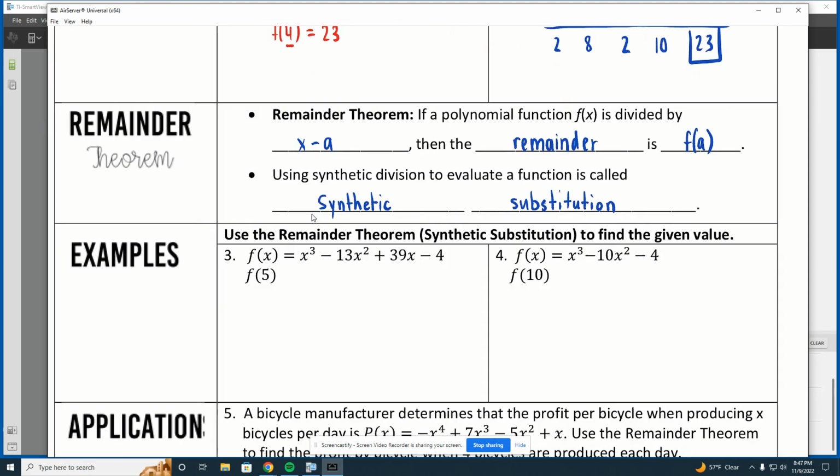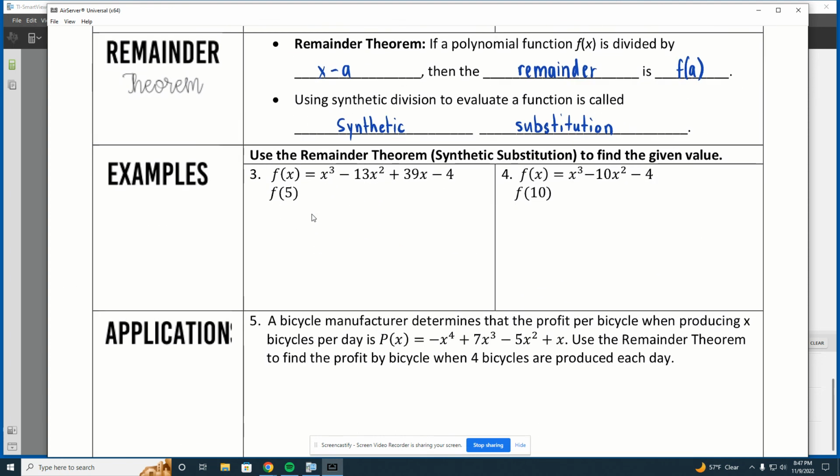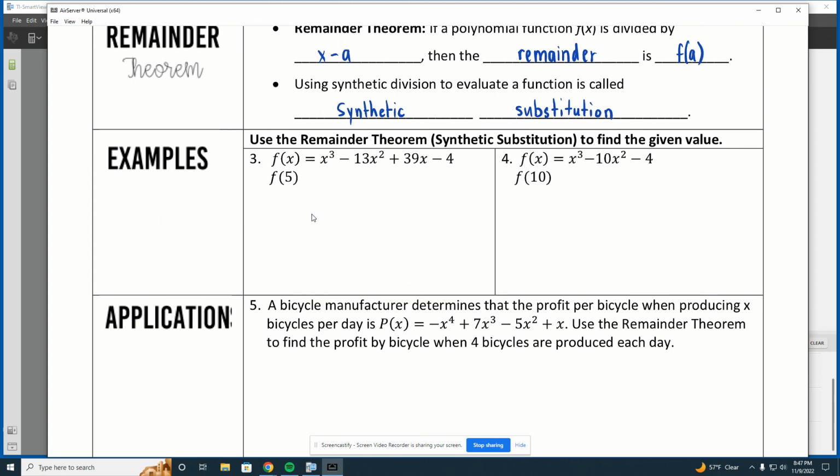So for example, for the rest of these problems, all they want me to do is to use synthetic substitution. But the difference is, look, they don't have it as x minus 5. They already have it evaluated for f of a. So that is the exact value that goes in the box. You don't change it because it's not written as a linear binomial. It's not written as x minus 5. It's saying, hey, use synthetic division for f of 5. So this is exactly what we're going to do.